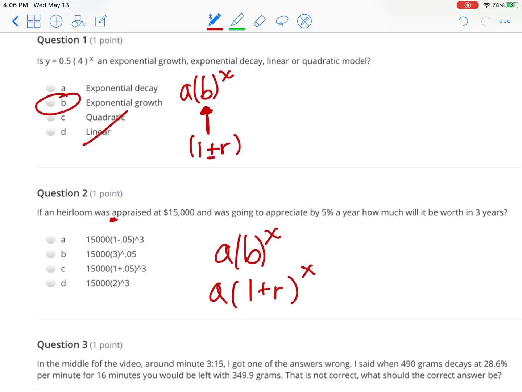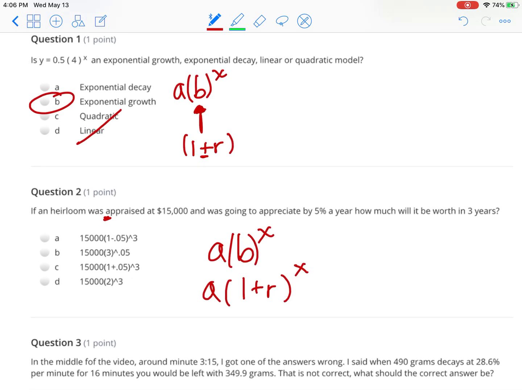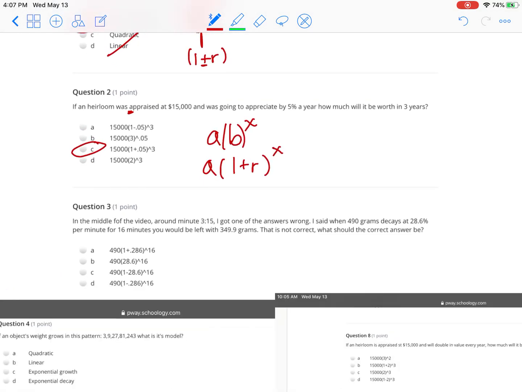So you start with 15,000, and to appreciate means to go up by 1. So I see the answer for the power of 3. Number 3 in the middle. Oh, there's a typo in the video around 3:15. I got one answer wrong. I said, oh yeah, that was in the video. That wasn't correct. I remember that. I made that mistake.